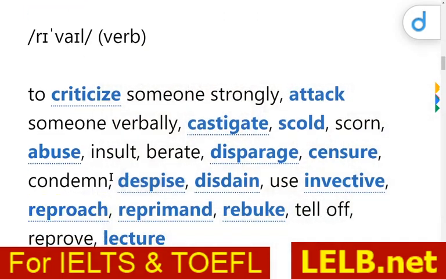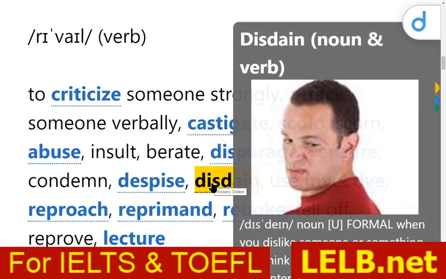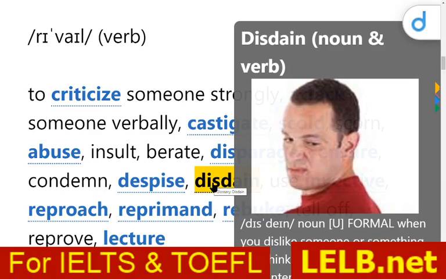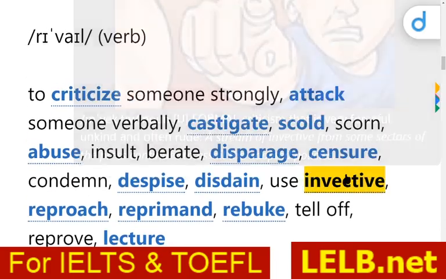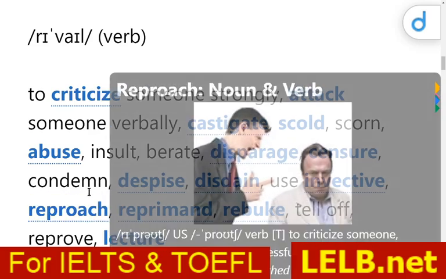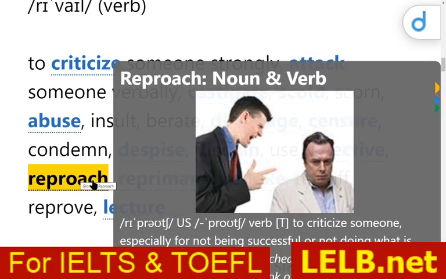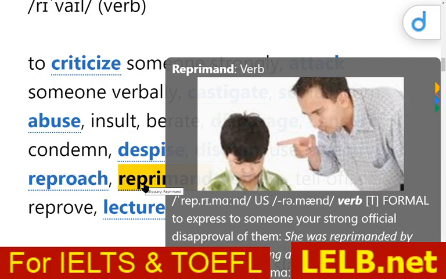Condemn, despise. Despise means to feel a strong dislike for someone. Disdain. Disdain, you can read the definition. Use invective. Invective means harsh attack, especially verbally. And reproach. Reprimand.